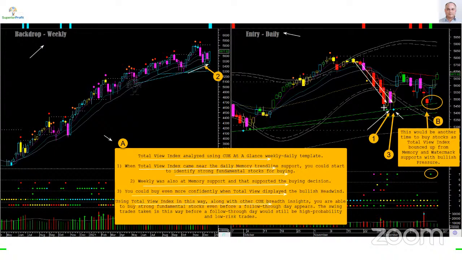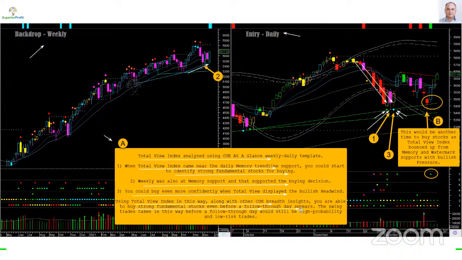And when we observe these signals, trendline support, bull release, also bullish headwind, we didn't just look at the Total View custom index. We looked at the market breadth internals. We looked at all the breadth signals. You would be, and I was, able to buy strong fundamental stocks, and this is important, even before the follow through day appears.